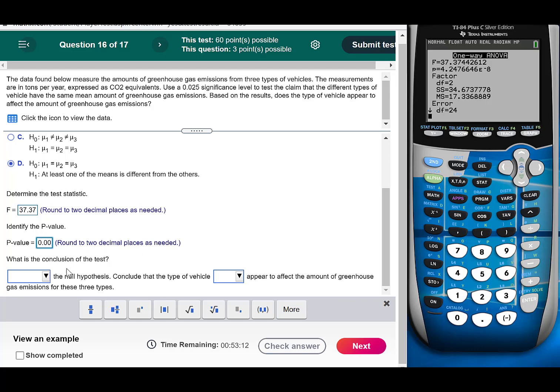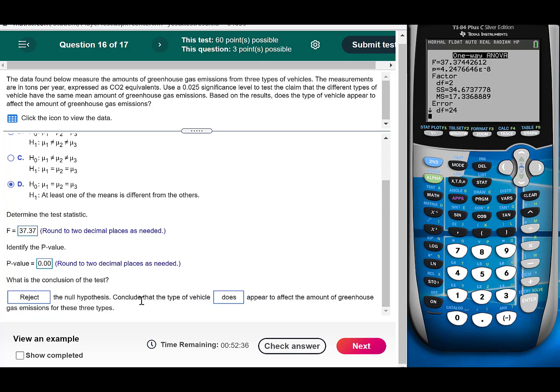Conclusion of the test. Reject HO. When the p-value is low, guys, you reject HO. And so we reject HO. That means HO is bad. That means at least one of the means is different. That means the type of vehicle does matter. So conclude that the type of vehicle does appear to affect the amount of greenhouse gas emissions for these types.